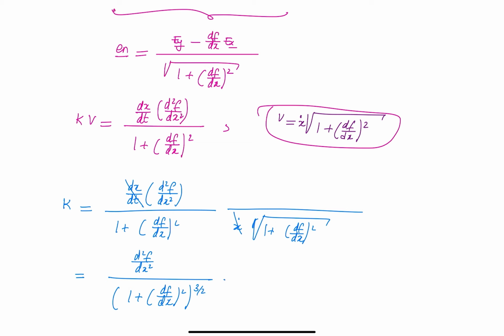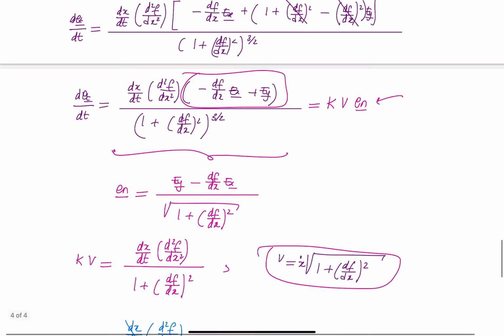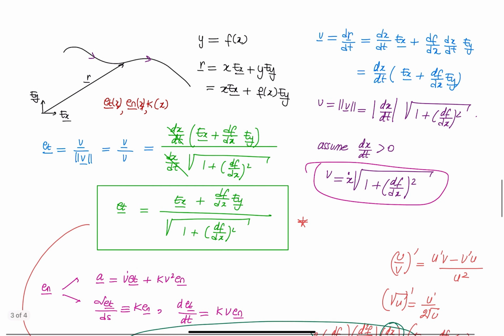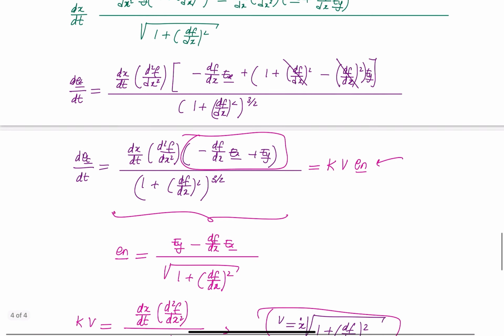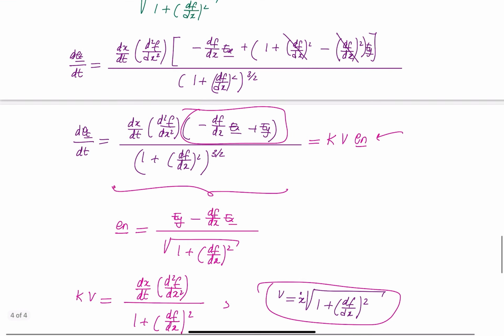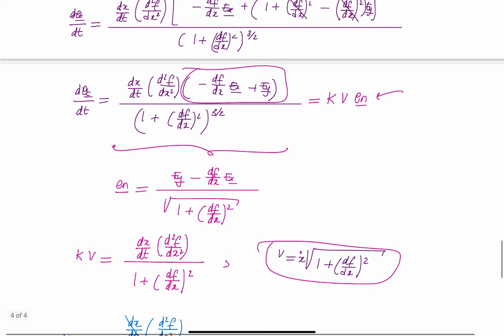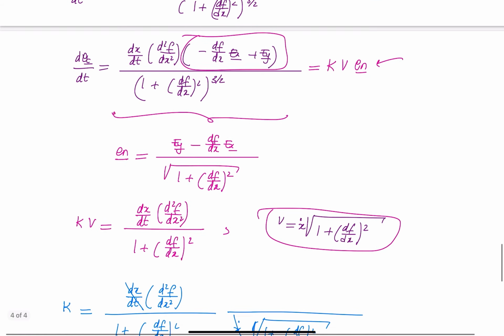Okay, and if we did not do any mistakes, that's the equation for a plane curve. And here I assume that x dot is positive early on in my calculations. Okay, that's great. Thank you so much.